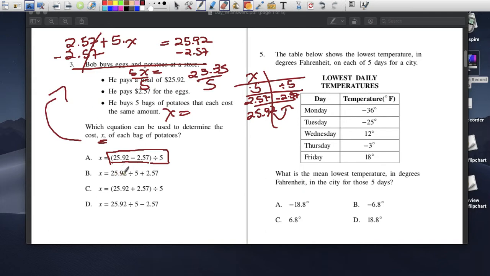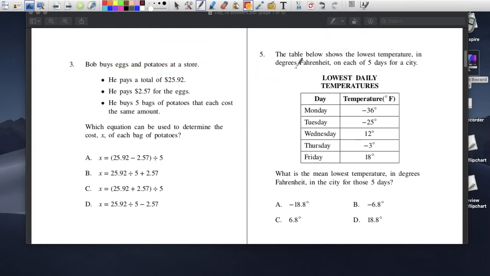This one, did we do 25.92 divided by 5 first? No, we didn't divide first. We subtracted. So we're looking for something that has a subtraction first. So did we add 25.92 plus 2.57? No, we didn't. So that's gone. And did we divide 25.92 by 5 and then subtract 2.57? No, we didn't. So the first thing we did was subtract 25.92 minus 2.57, and then we divided by 5. So the only one that makes sense is this one. So in this question on the test, I would actually work it out, and then by working it out, you will see the process that you went through, and you will be able to easily find the correct multiple choice.